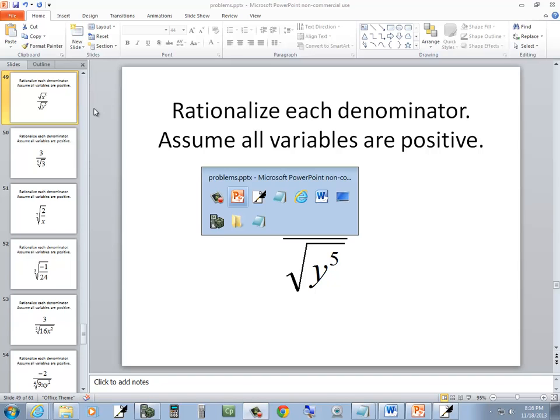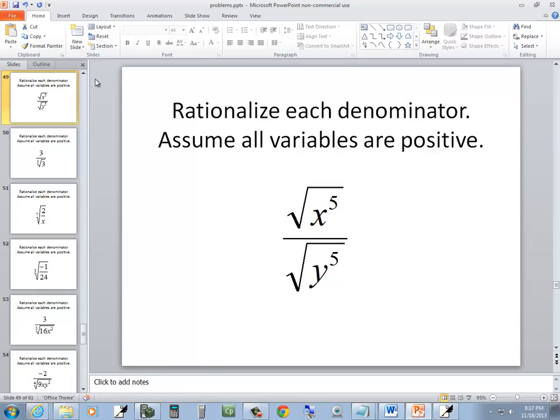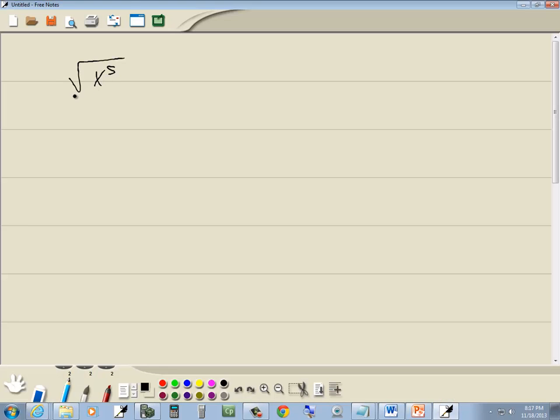Let's take a look at this problem. We got the square root of x to the fifth over the square root of y to the fifth. Well, to begin with, let's simplify this. So let's figure out how many x's and y's we're going to have come out.